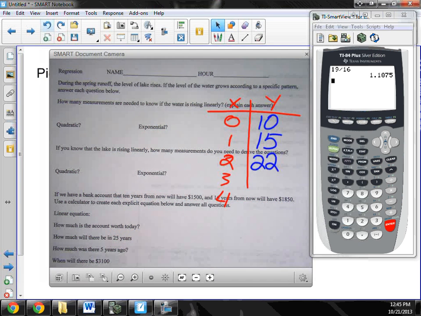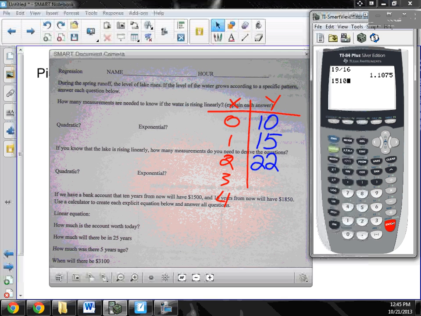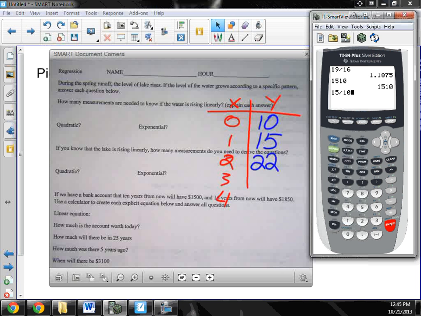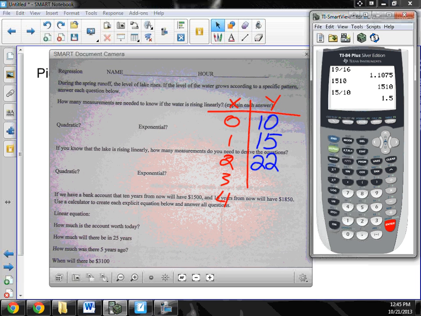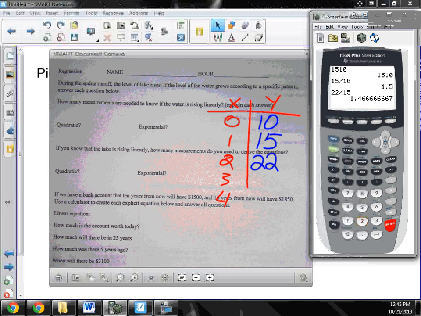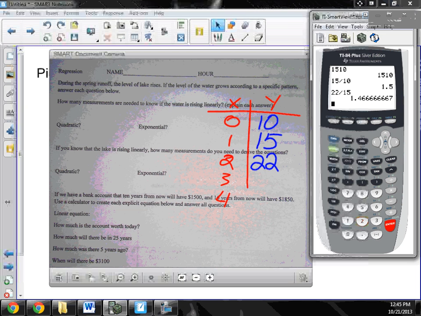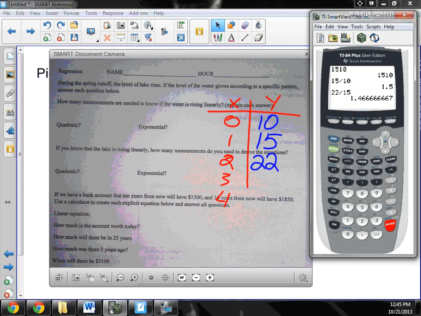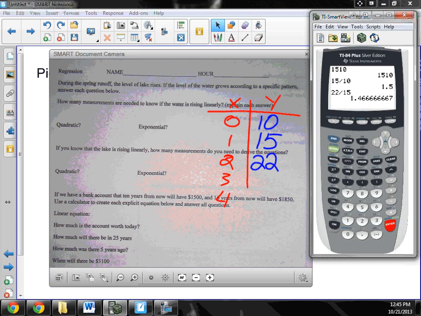How do I test to see if this is exponential? So divide 15 by 10. Oops. 15 divided by 10. 1.5. How fast is it growing? 50%. 22 divided by 15. 1.46. Is that close enough? No, that's not quite close enough. If it was like 1.4999, then we could call it good. So, well, we don't know.